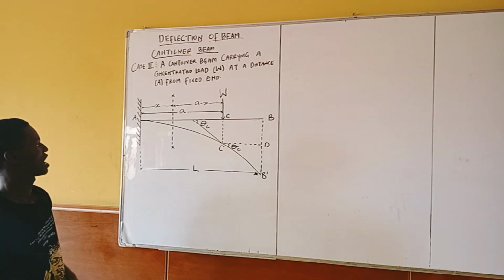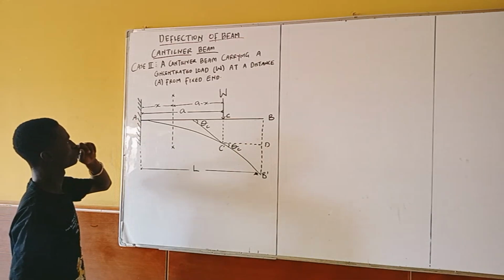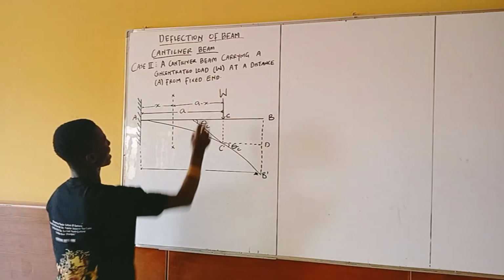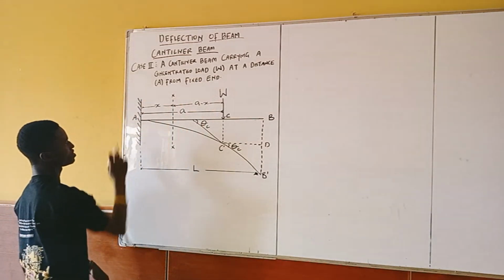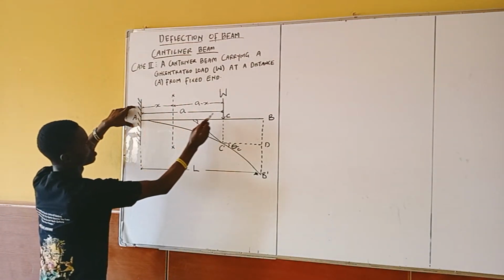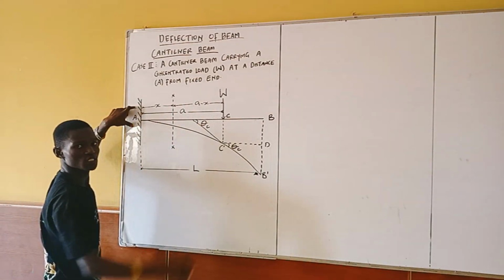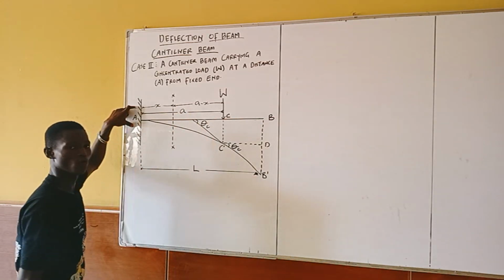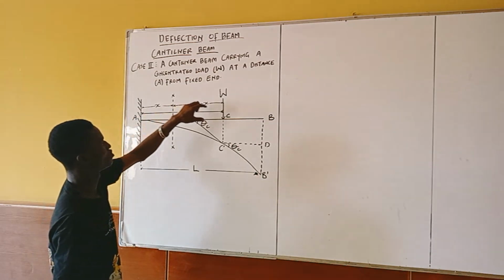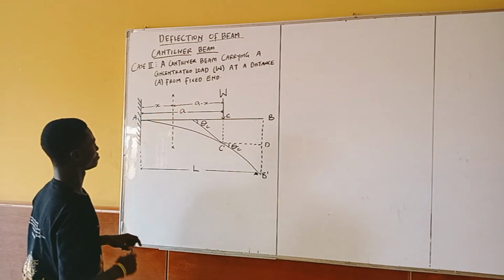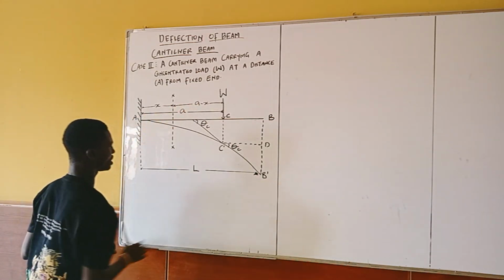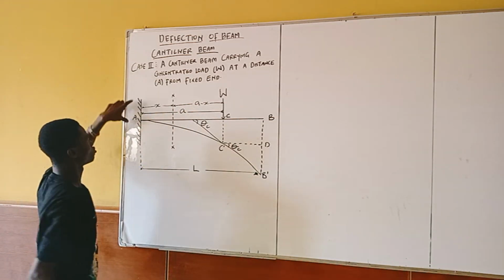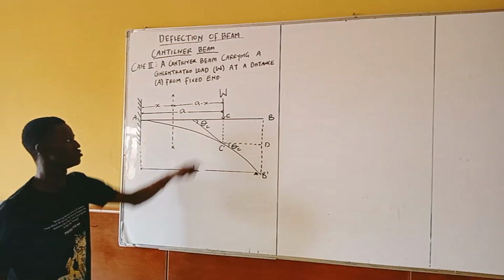If you look at this case 2, they told us that our load W is at a distance A from the fixed end. So this is the distance at which the load is placed on the cantilever beam. I name the point as my point C. L is the total length of the beam, and A is the distance between the fixed end and where the load is placed.